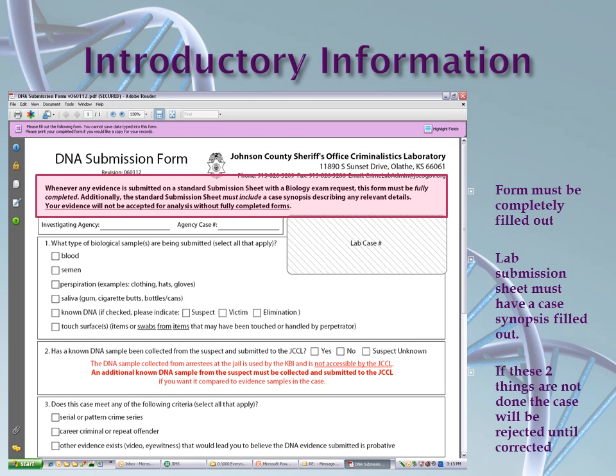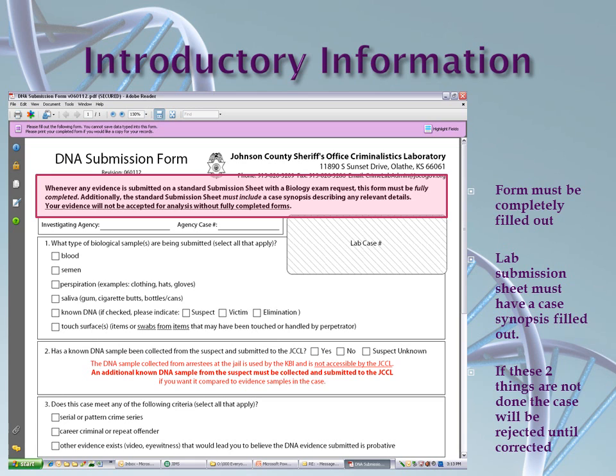So to start out with the new DNA submission form, I'm just going to highlight some different areas and tell you a little bit about how to go about filling that out or what exactly that means. So this first part is just some introductory information on the top. That is very important. What that says in a nutshell is that whenever evidence is submitted for DNA analysis, we need this form completely filled out. And your evidence will be rejected just on the basis of this form not being filled out. So please make sure that it's filled out completely.